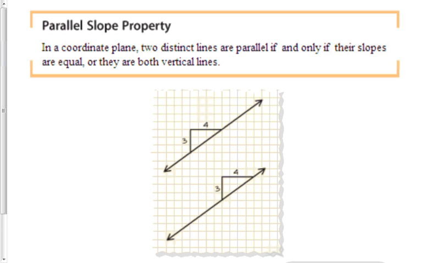So we finally move on to the parallel slope property, and it states that in a coordinate plane, 2 distinct lines are parallel if and only if their slopes are equal or they are both vertical lines. And you can see in the diagram here, we have 2 parallel lines, and the slopes are being designated by the rise over the run. The slopes of both of these lines is 3/4.